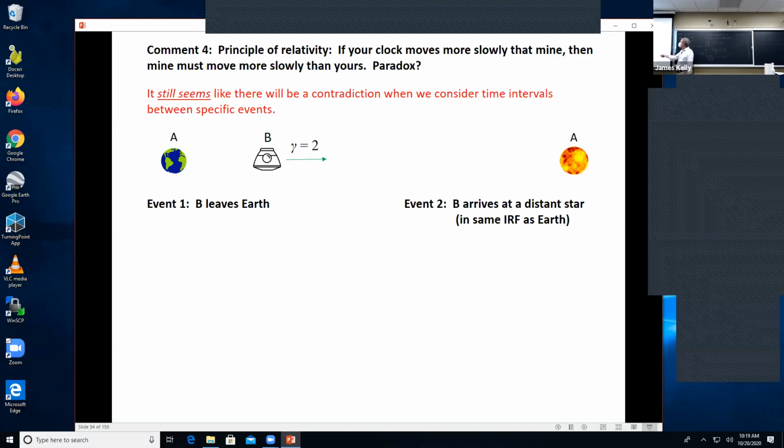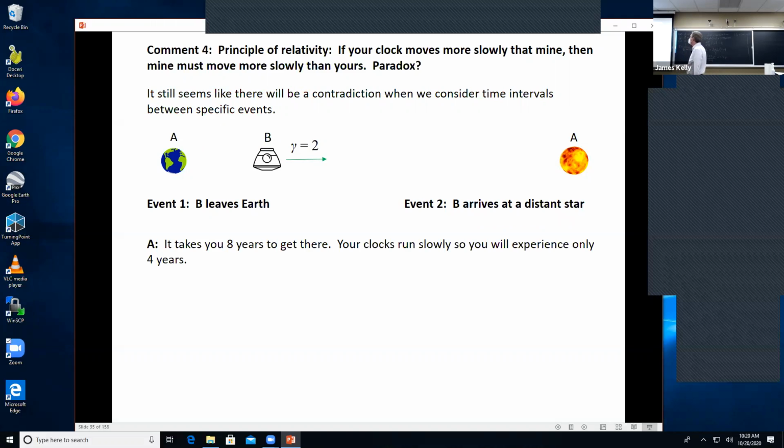Event 1 is frame B leaves Earth. Right? So right when B is passing by Earth, we're going to assume they go at a constant speed. So maybe it's when they first pass by Earth. Event 2 is when B passes by this distant star. Everybody can look at and identify those events. Okay? Let's imagine a conversation about people who knew a little bit of relativity and how they would think about these. Or, A makes some observations.